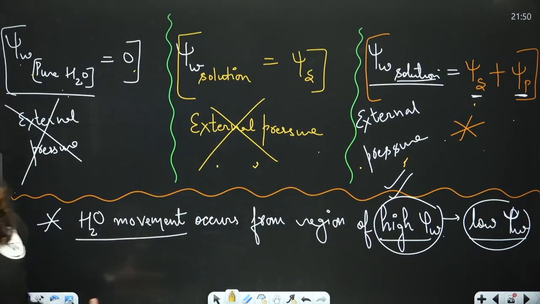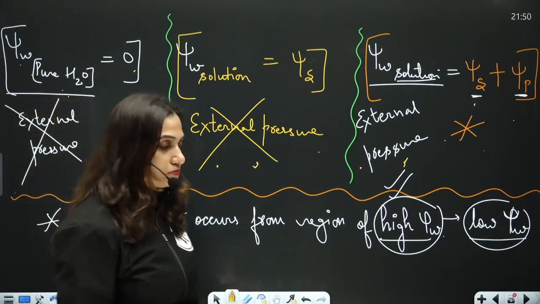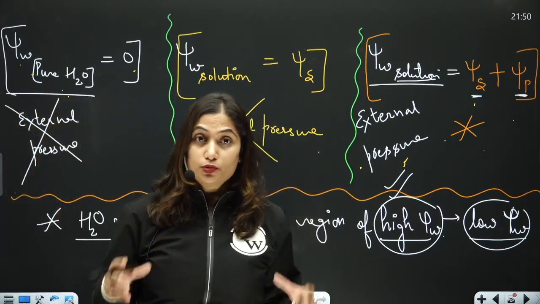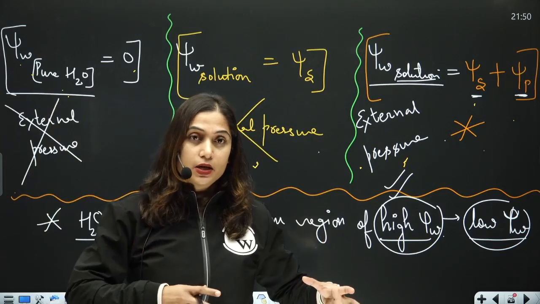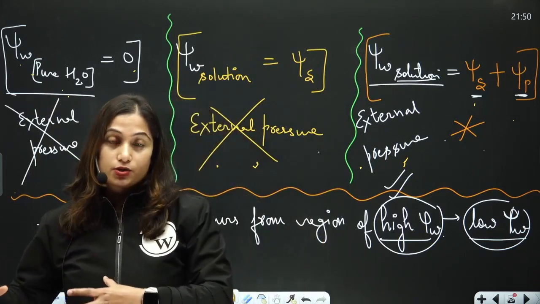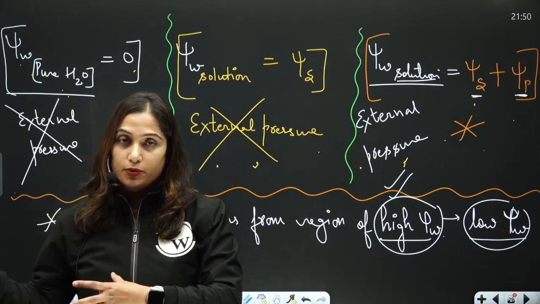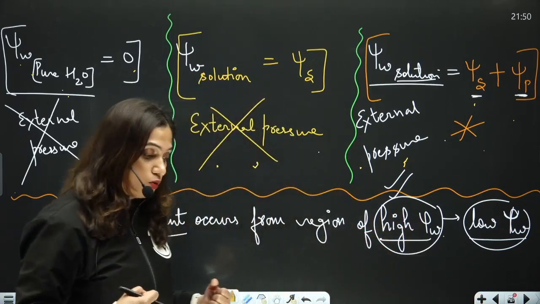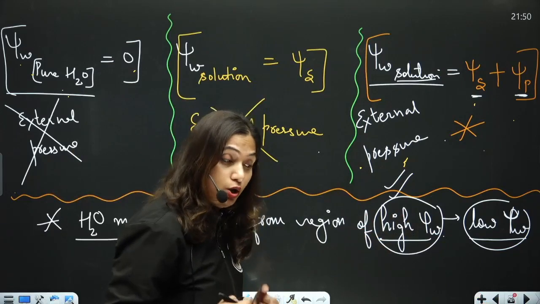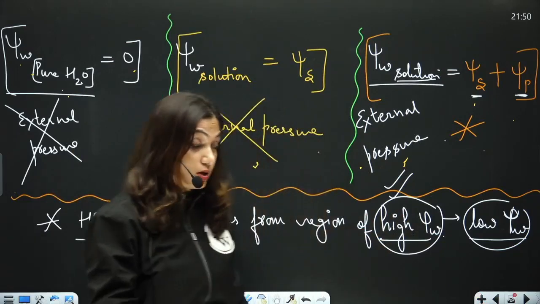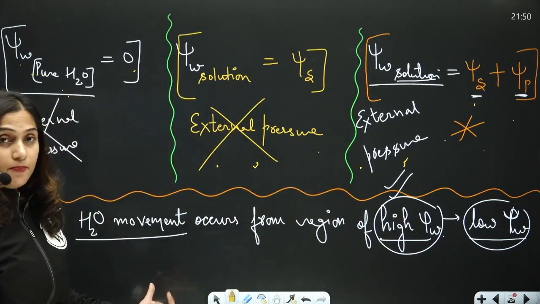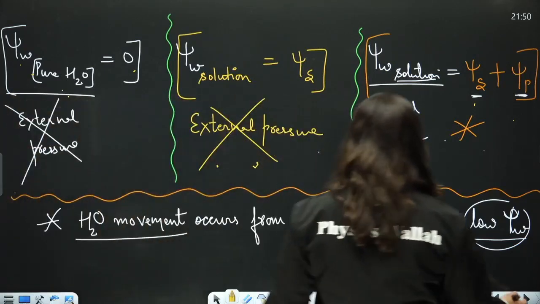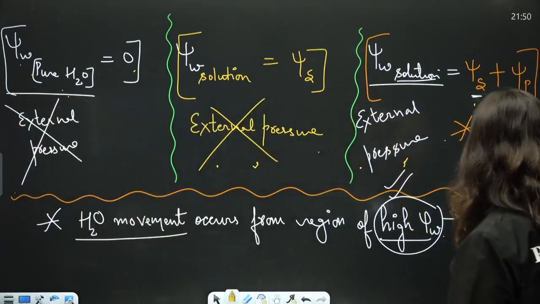And there is one more important thing: water movement occurs from the region of high water potential towards the region of low water potential. Water always moves from high water potential to low water potential. Remember this thing, this is very important. Okay, let's move. Now let's do a question.